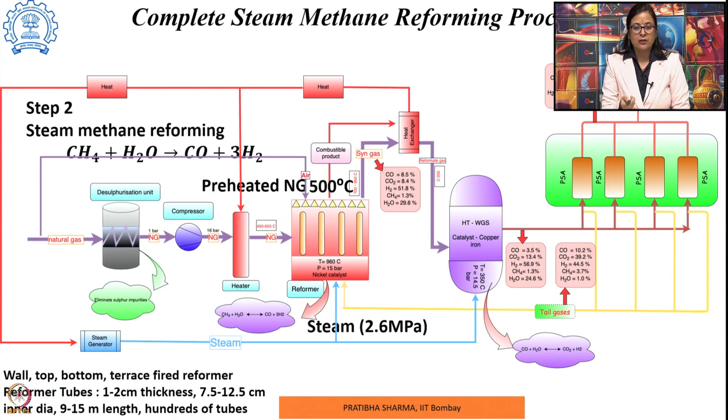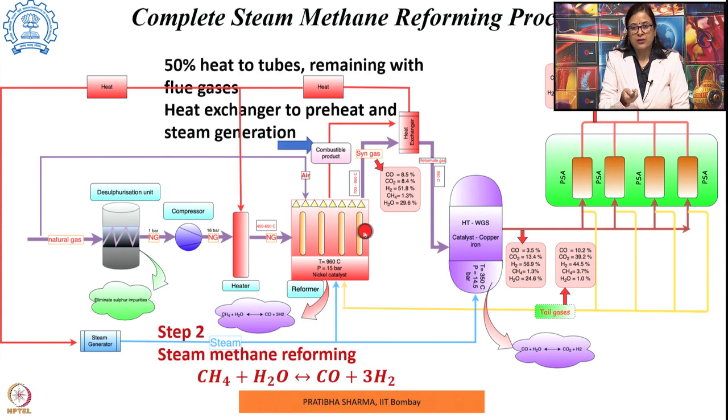Now as we know, it is a very endothermic process, so it requires a lot of heat. The reaction takes place somewhere between 700 to 950 degrees centigrade. The reason for the very high temperature is that both your feedstock as well as the oxidant are inert, so a large amount of energy is required to make them active and react.